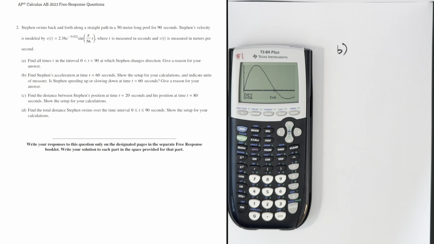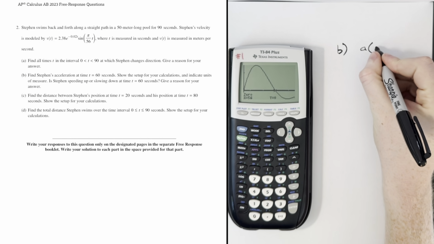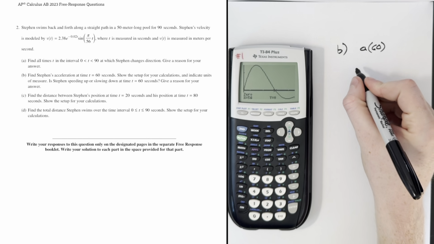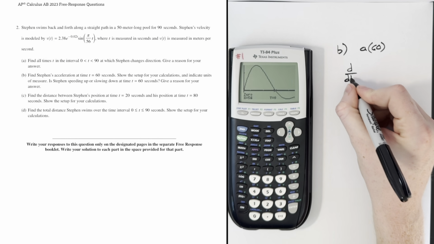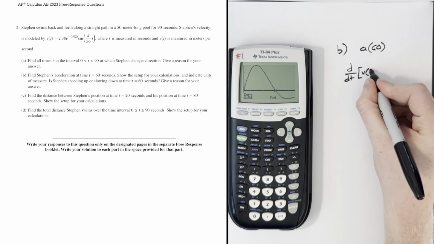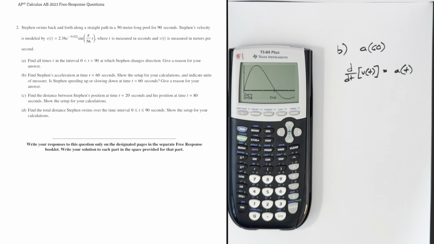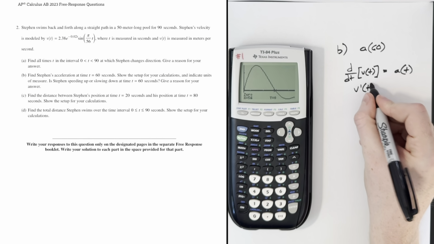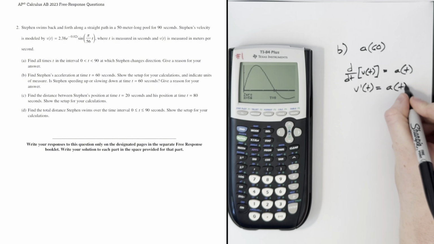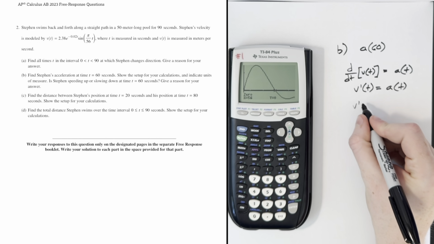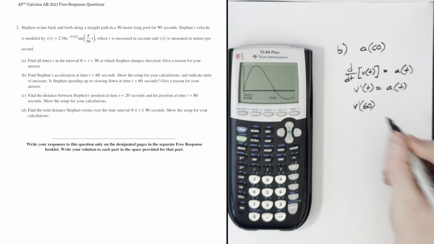Part B says find Steven's acceleration at t equals 60 seconds. So, we have our velocity function, but I'm looking for acceleration at t equals 60. Now, a fantastic thing that we know is that the derivative with respect to time of velocity is equal to acceleration. A much simpler way of writing this is just v prime of t equals a of t. So we're trying to solve for a of 60. That's the same thing as v prime of 60.